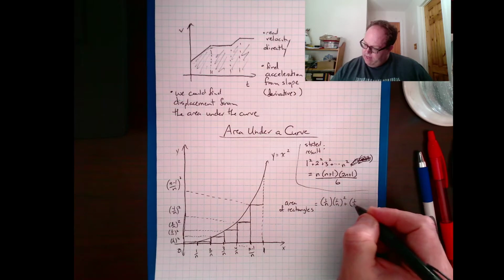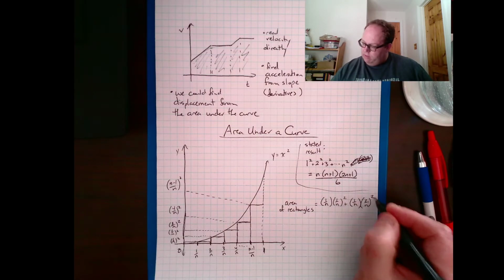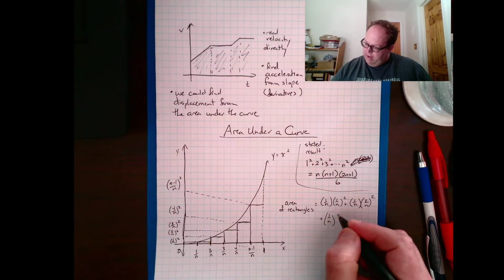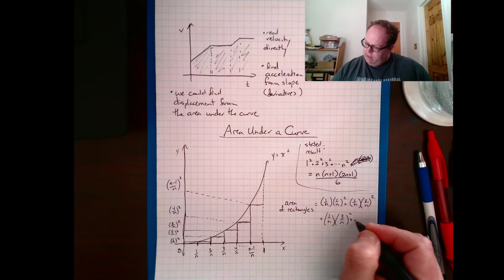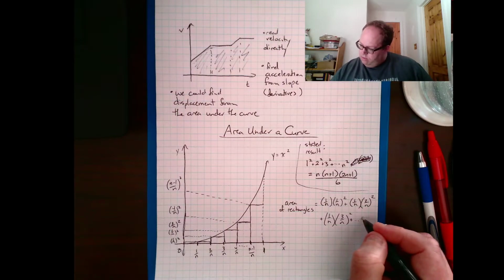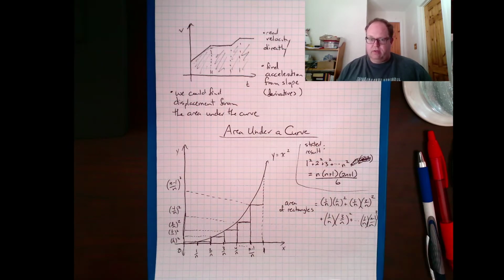My second rectangle has a width of 1 over n, but a height of 2 over n squared. My third one would be 1 over n times 3 over n squared. And that would carry on up to my last one, which would be 1 over n times n minus 1 over n squared. I apologize for that being a little congested there at the end.